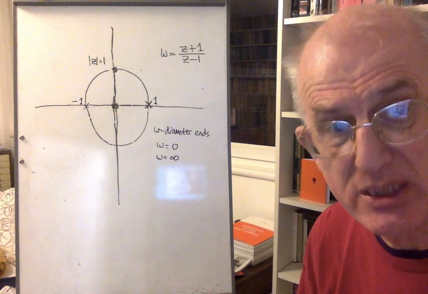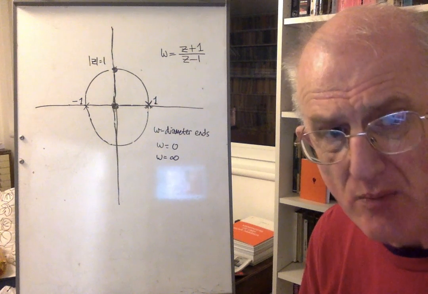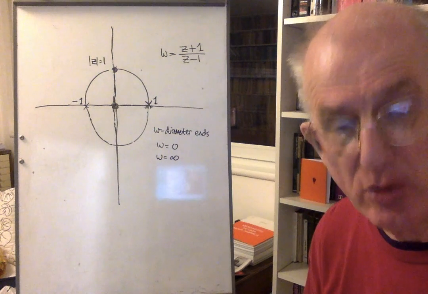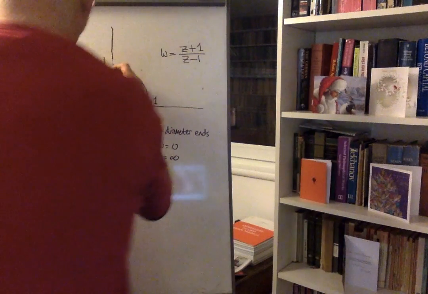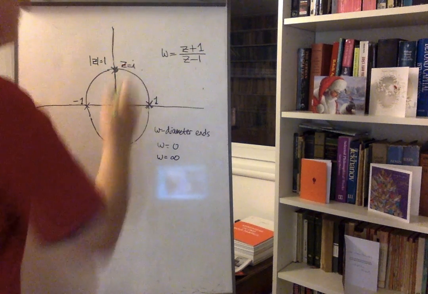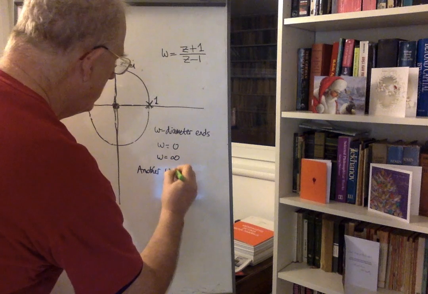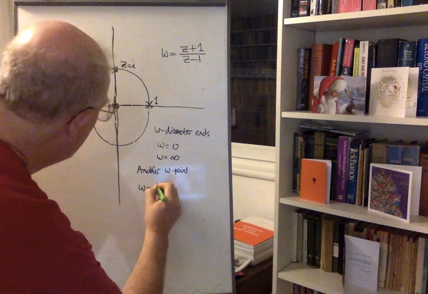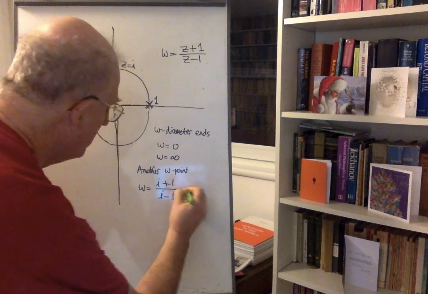To find that out, we've got to take one other z point and find another w point. Doesn't matter which z point, so just choose the value of z which is going to make your calculation easiest. Here I'm going to choose z equals i. So I will choose this point, z equals i. So I have another w point, which is w equals i plus 1 over i minus 1.